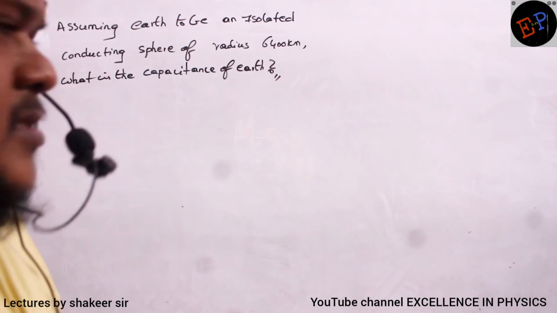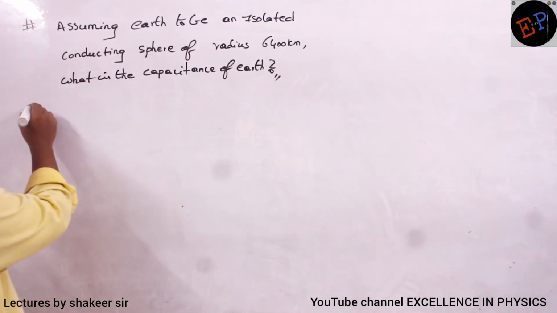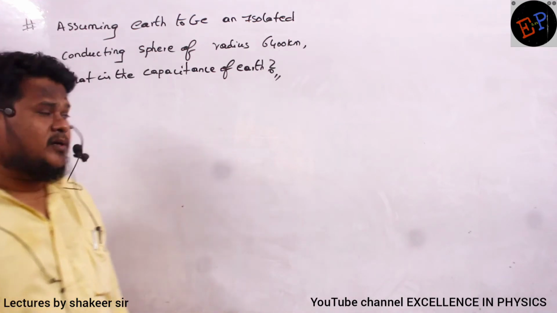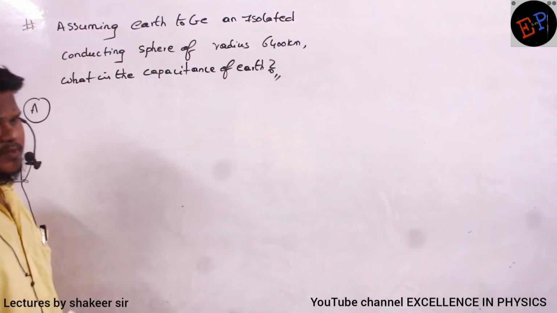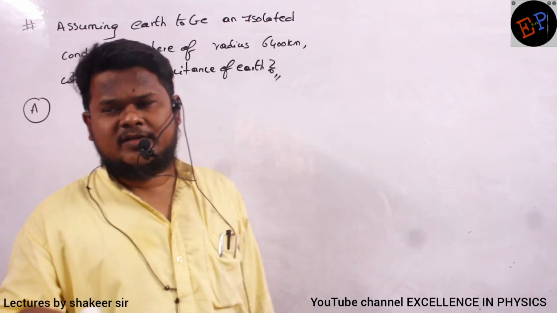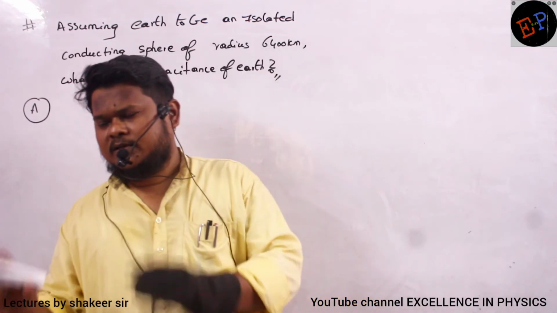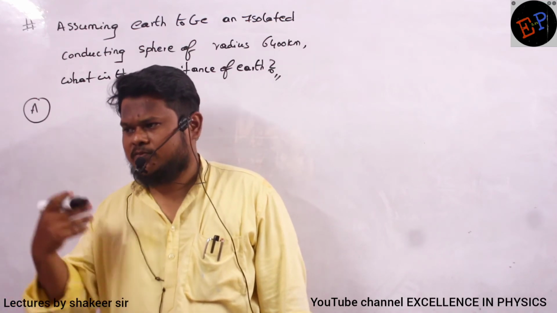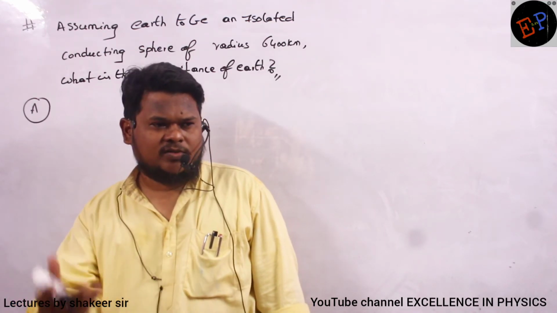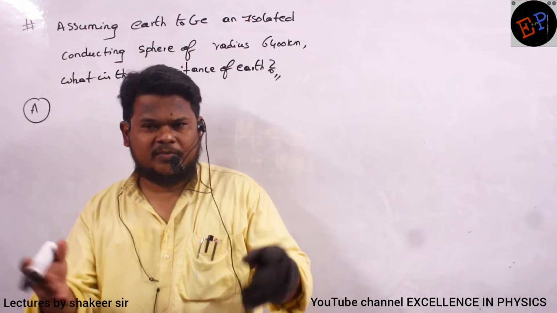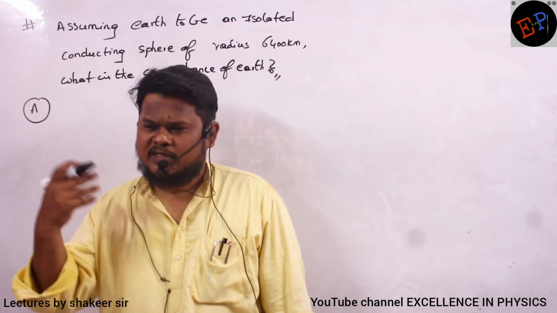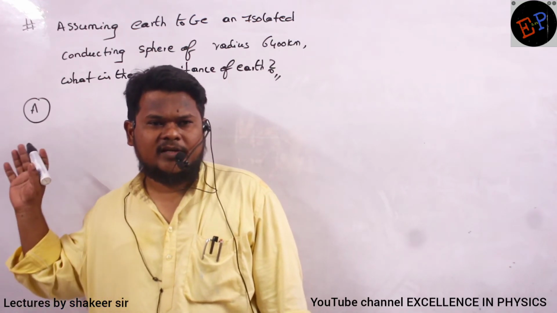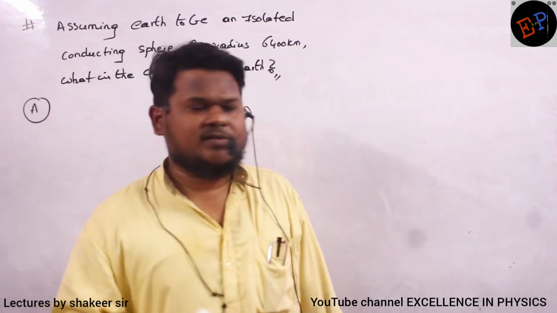Okay. See this question. Assuming Earth to be an isolated conducting sphere of radius 6,400 kilometers, what is the capacitance of Earth? Earth is also a sphere, no? It is not a perfect sphere, but definitely it is a sphere only. So on this sphere also we can store charges, no? Earth can store the charges very well. So this is also a natural method of storing the charges. So if you consider radius of Earth to be 6,400, then what is its capacitance?